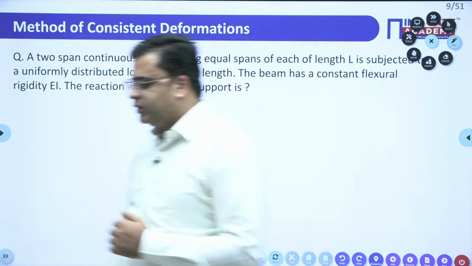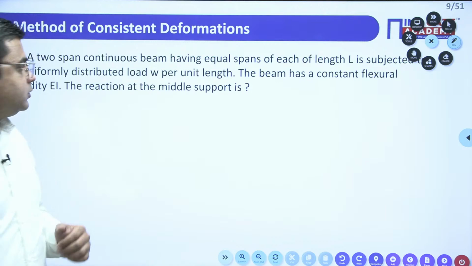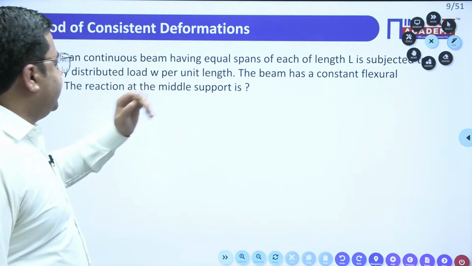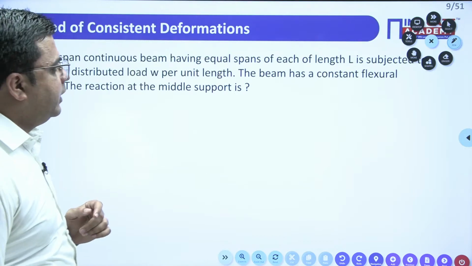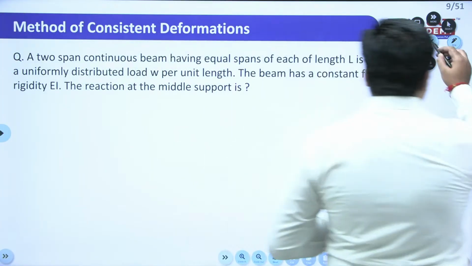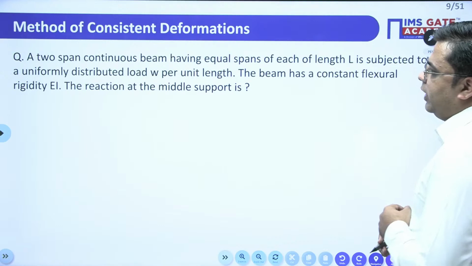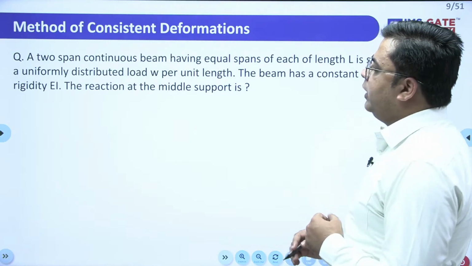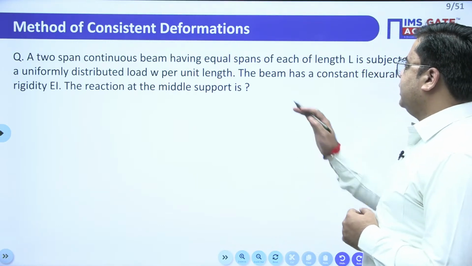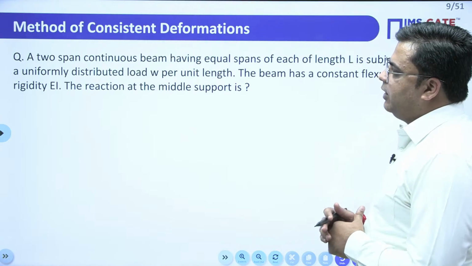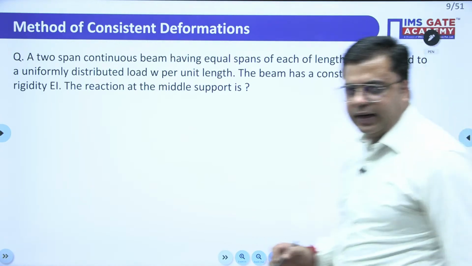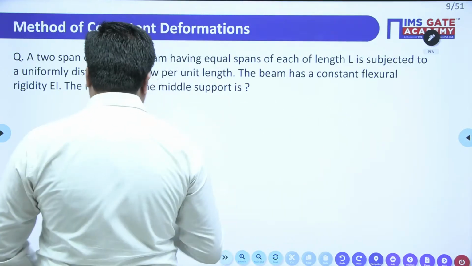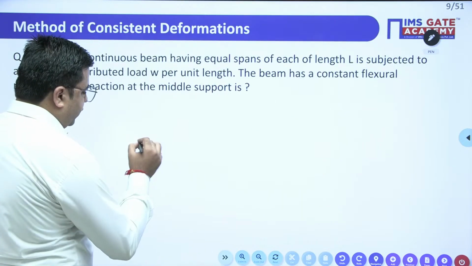Now take a question which says that a two-span continuous beam having two equal spans, each of length L, is subjected to a uniformly distributed load W per unit length. The beam has a constant flexural rigidity EI. The reaction at the middle support is, correct? The reaction at the middle support is. So let me draw a beam for you.